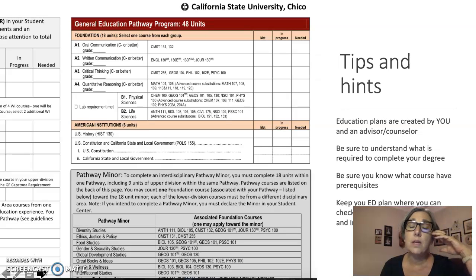And then the other thing: keep that ed plan handy. Check off courses that you've taken, and mark courses that you're in progress with. I used to highlight and star courses that I knew were going to be really stressful for me, so that I wouldn't take those at the same time as something else that was going to be really challenging and stressful. Some of you might be in a program that doesn't have that flexibility, but you need to be aware of that as well.